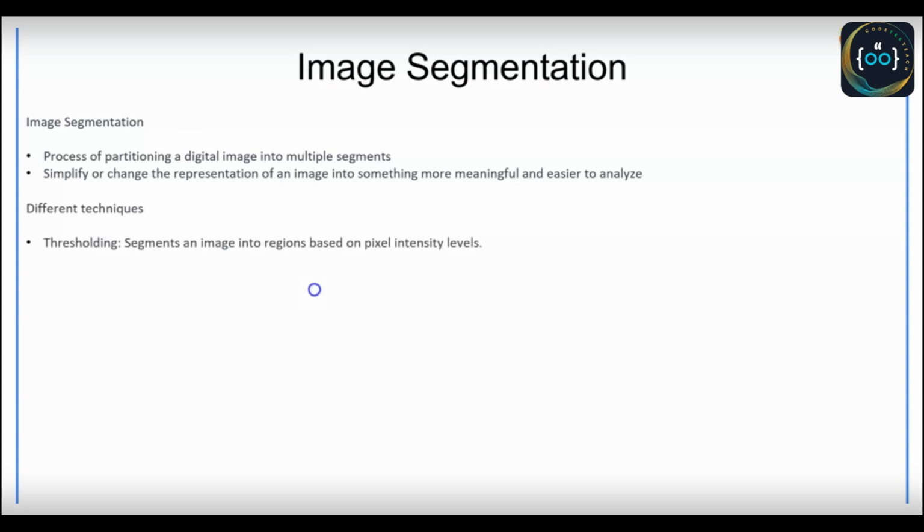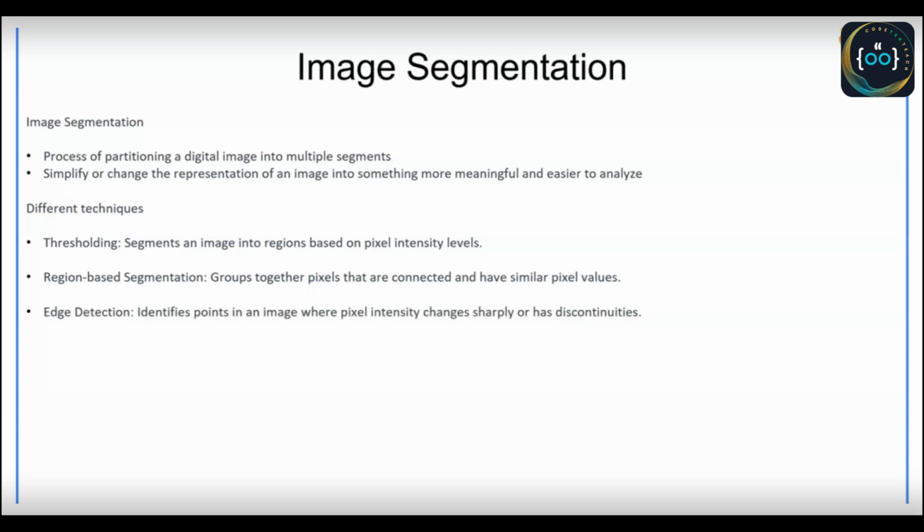We will start with thresholding. This is the simplest method of image segmentation and often used for images with high contrast. It separates an image into regions based on pixel intensity levels. The next one is region-based segmentation. This includes techniques like region growing and region splitting, which aim to group pixels that are connected and have similar pixel values.